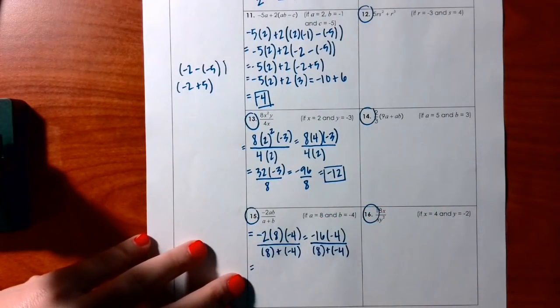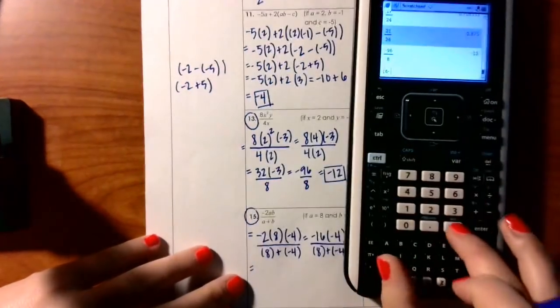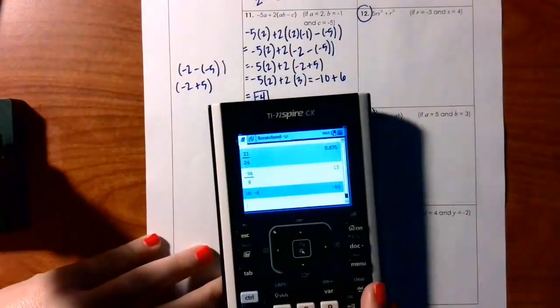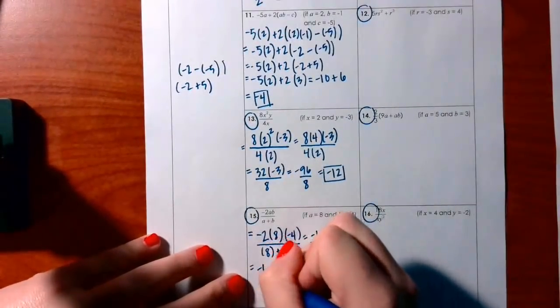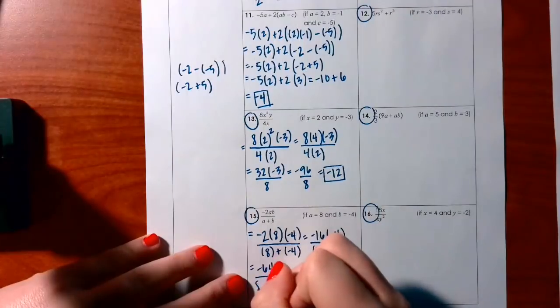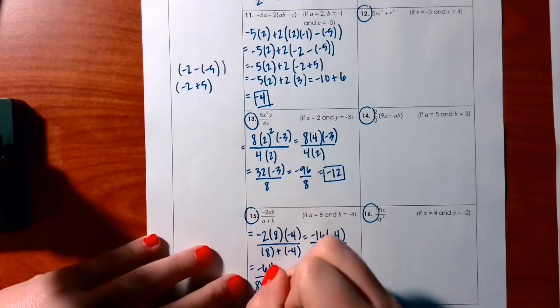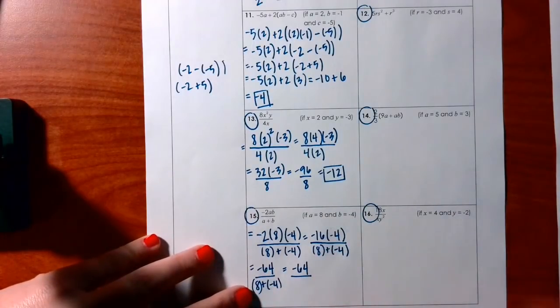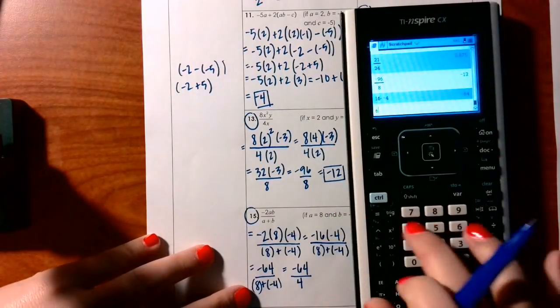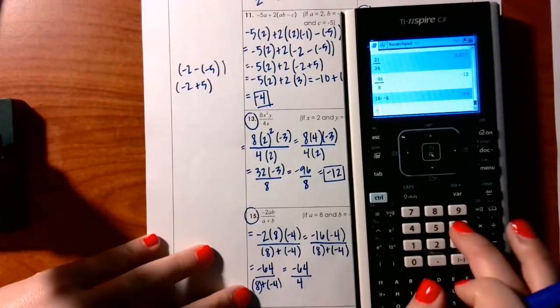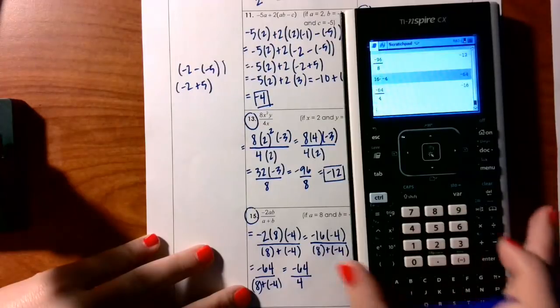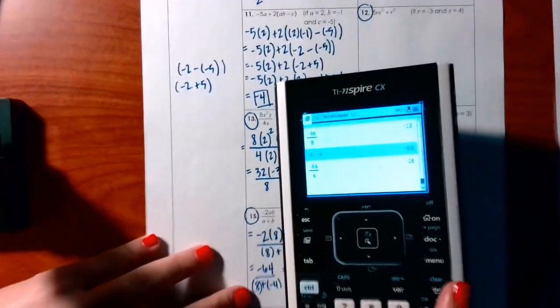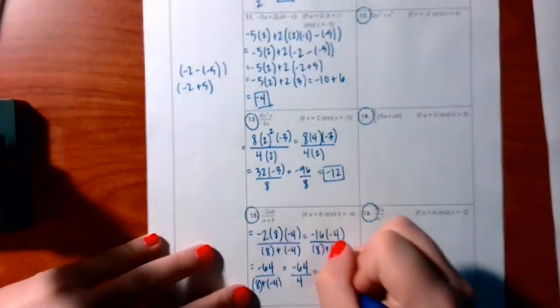16 times negative 4, if you use your calculator, gives me negative 64. So negative 64 over 8 plus negative 4. Keep going. Now I need to simplify the denominator. 8 plus negative 4 is 4. Negative 64 divided by 4 gives me negative 16. And that's my answer.